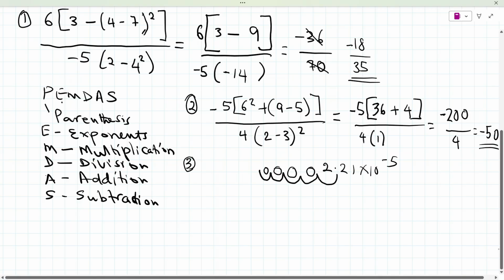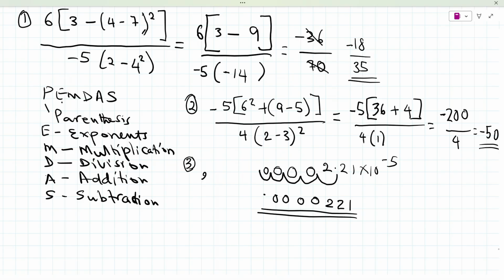So this number here now becomes 0.0000221. This number here is the standard value of our initial number of 2.21 multiplied by 10 to the power minus 5. So the key to this is moving your decimal point to the left.